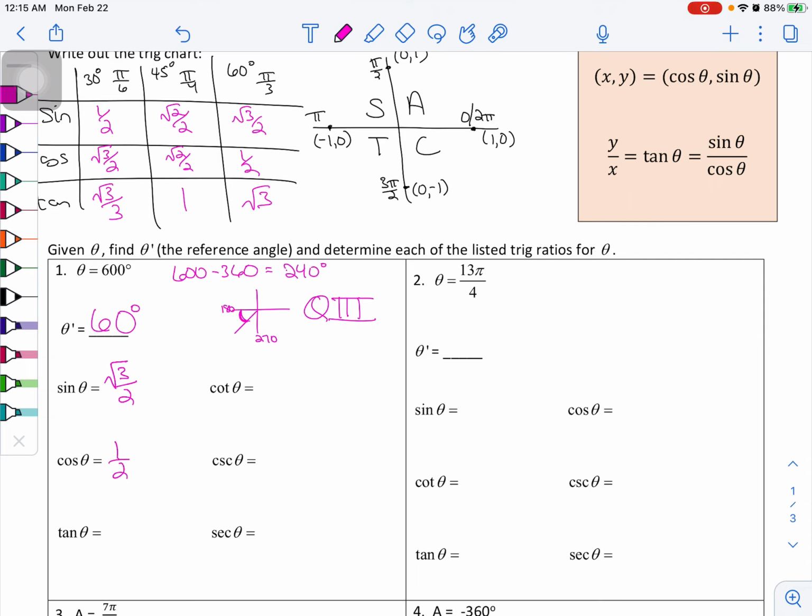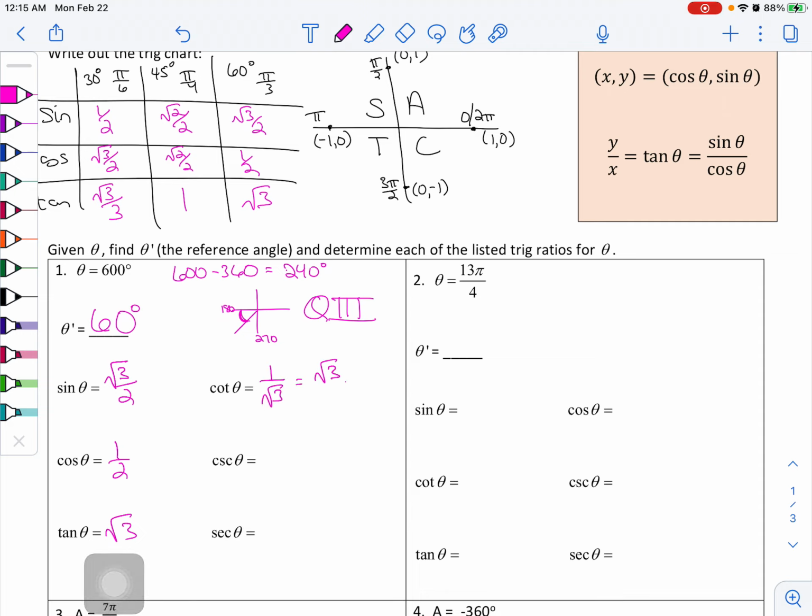So sine of theta is equal to root 3 over 2. Cosine of theta is 1/2. Tangent of theta is root 3. So those are the initial 3 values that come out of the trig chart. Now let's use those same 3 values, but do their reciprocals to find the cotangent, cosecant, and secant.